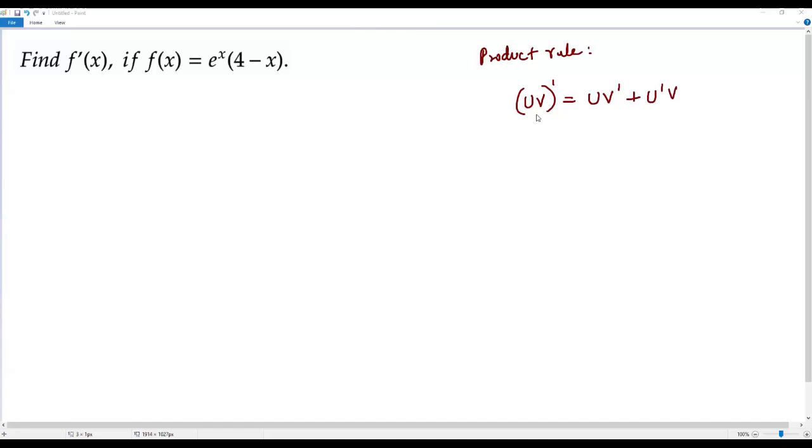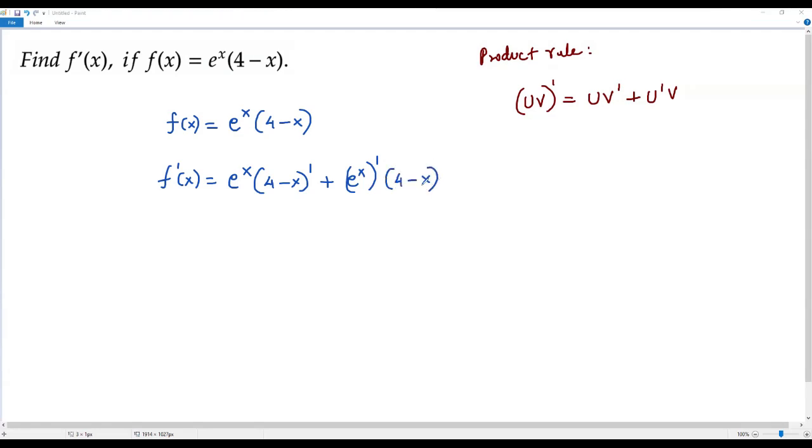Now let me use this product rule to get the derivative. Let me write the given function as it is: f of x equals e to the power x times (4 minus x). Now I'm going to find the derivative. This is the first term, this is the second term. I keep e to the x, the first term, as it is, and take the derivative of the second term, that is (4 minus x) prime. Then I take the derivative of the first term, e to the x prime, and keep the second term as it is, that is (4 minus x).